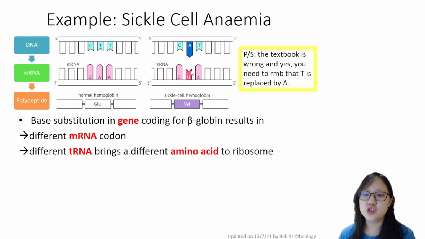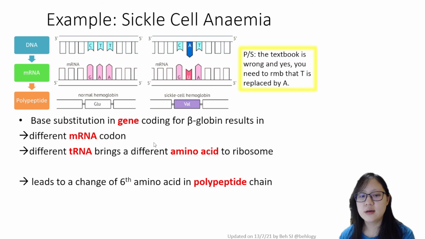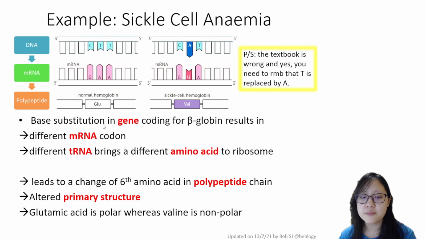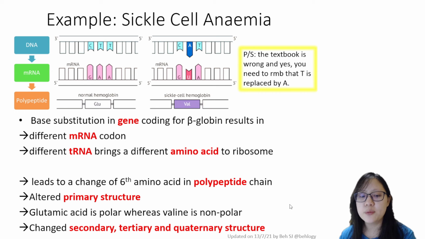GAA changed to GUA, and as a result, a different tRNA brings a different amino acid to the ribosome, leading to a change of amino acid in the polypeptide chain, altering its primary structure. Specifically, glutamic acid, which is what it's supposed to be, has changed to a valine. Glutamic acid is polar, whereas valine is non-polar.